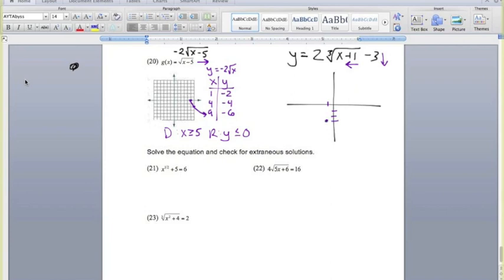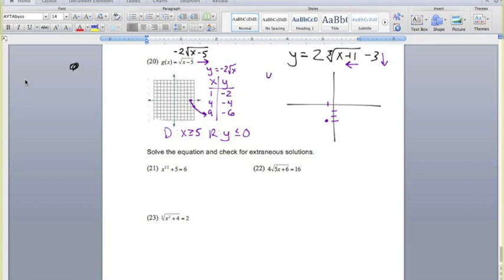A cube root graph does not have an endpoint. This is going to be the middle of our graph. Wait, how do you know if it's going to be in the middle? Because it's cube root. If it's a square root, it's the endpoint. If it's a cube root, it's the center. And we didn't talk about any other kind of roots.